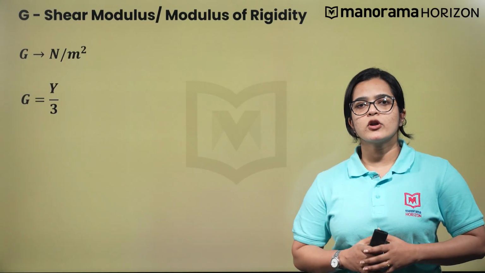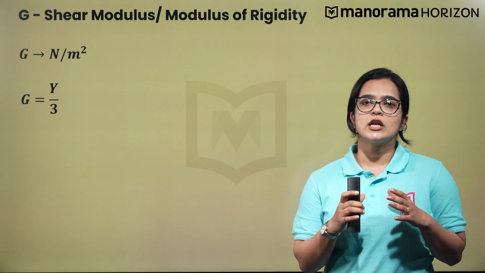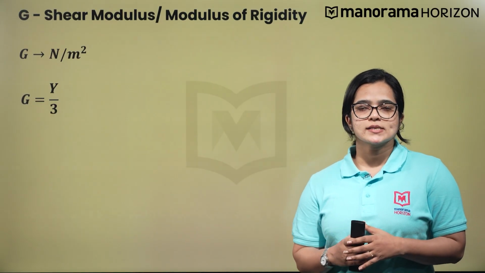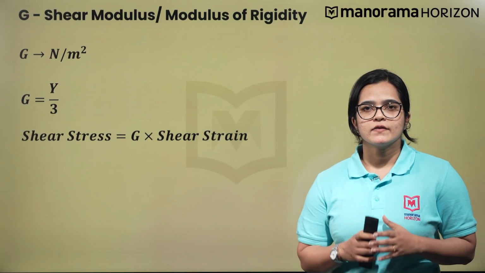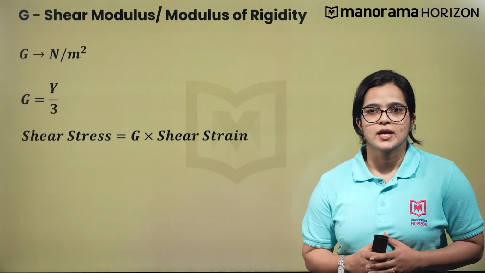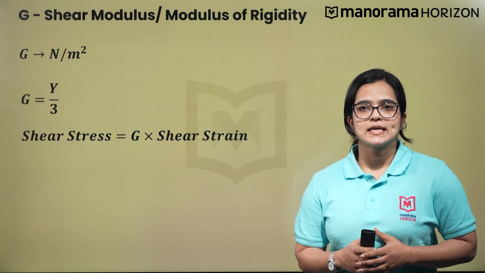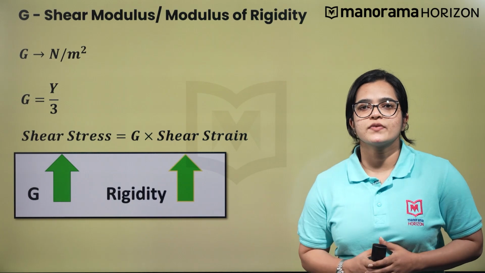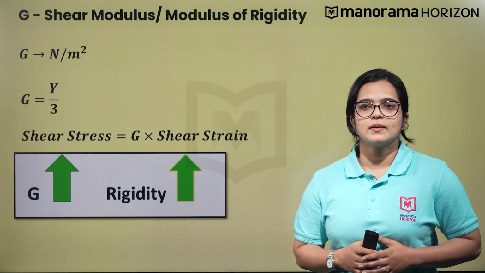The shear modulus of materials are generally lower than their Young's modulus. For most materials, G equals Y by 3. If shear modulus of an object is high, the object resists shear strain. That is, it tries to maintain its shape. So we can say that the higher the shear modulus of a material, the more rigid the material is.